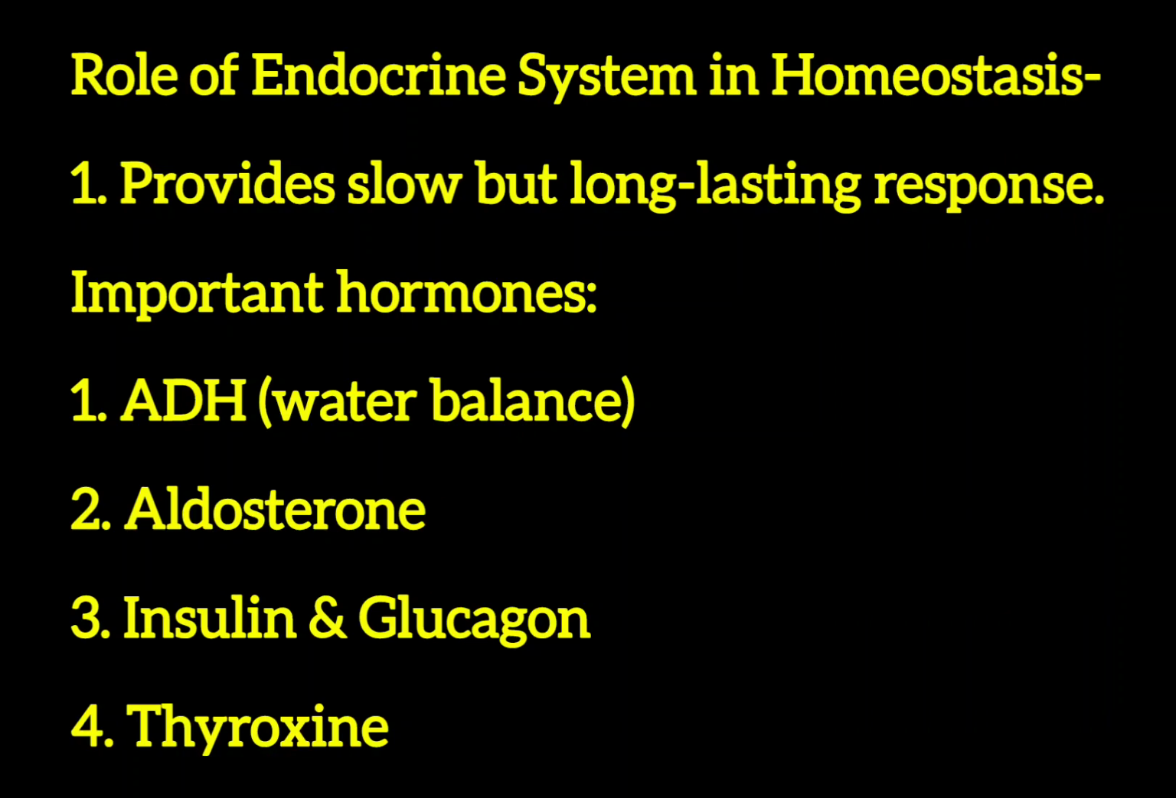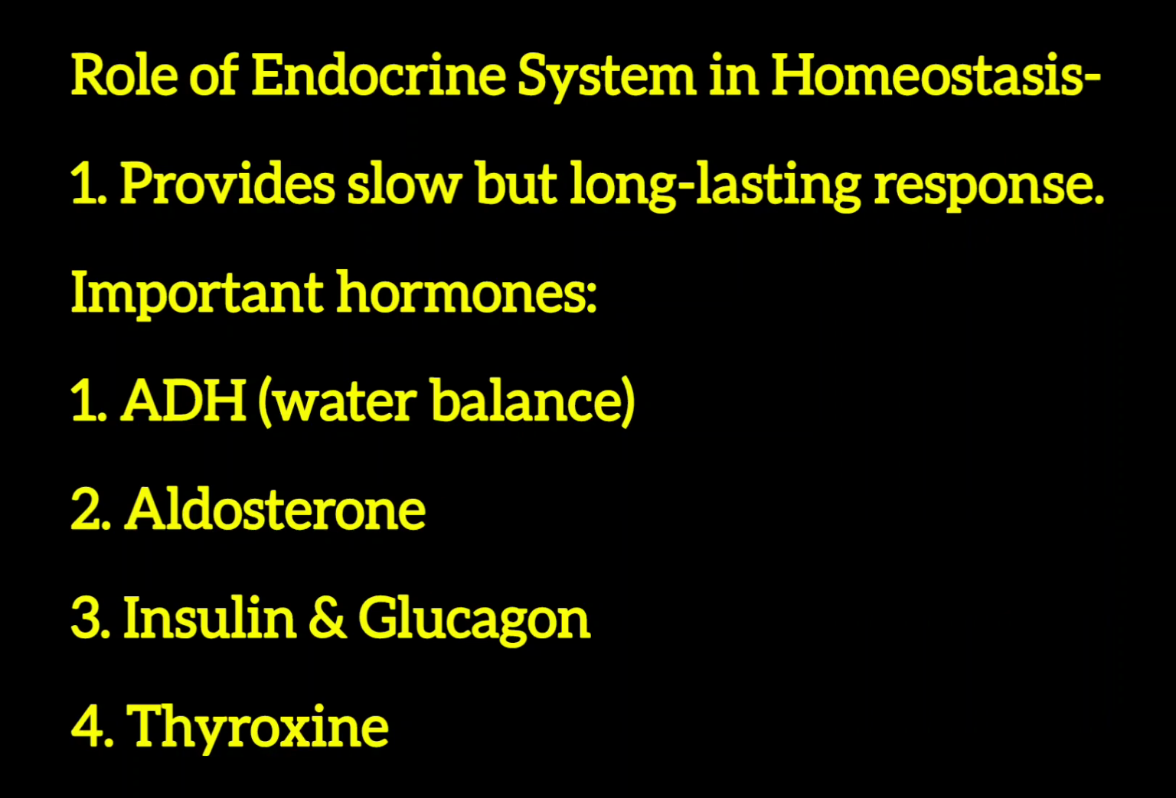It provides slow and long lasting responses. The important hormones are ADH, antidiuretic hormone, that helps in water balance, aldosterone, insulin, and glucagon, which maintain the sugar level of our body. And thyroxine maintains body weight.